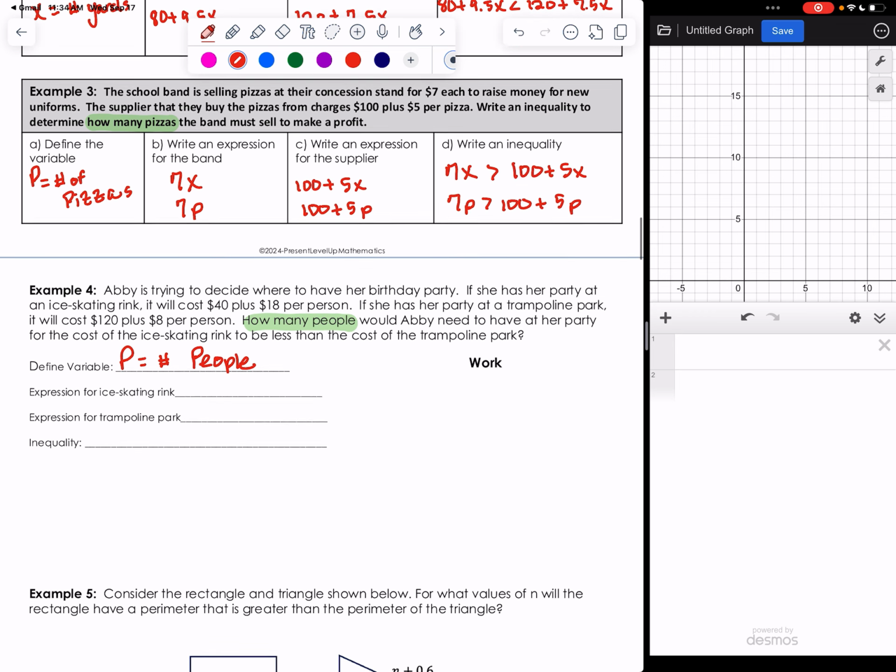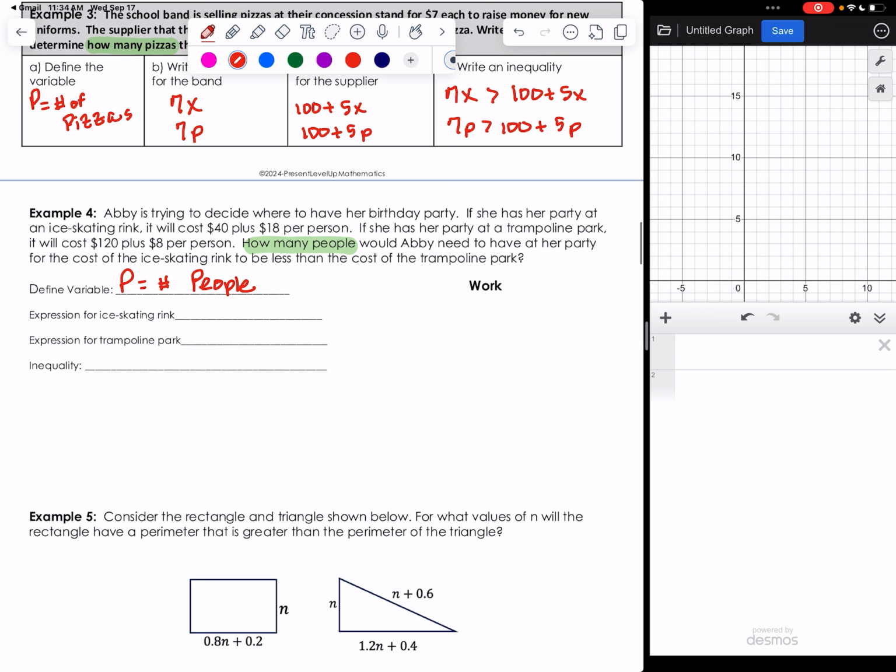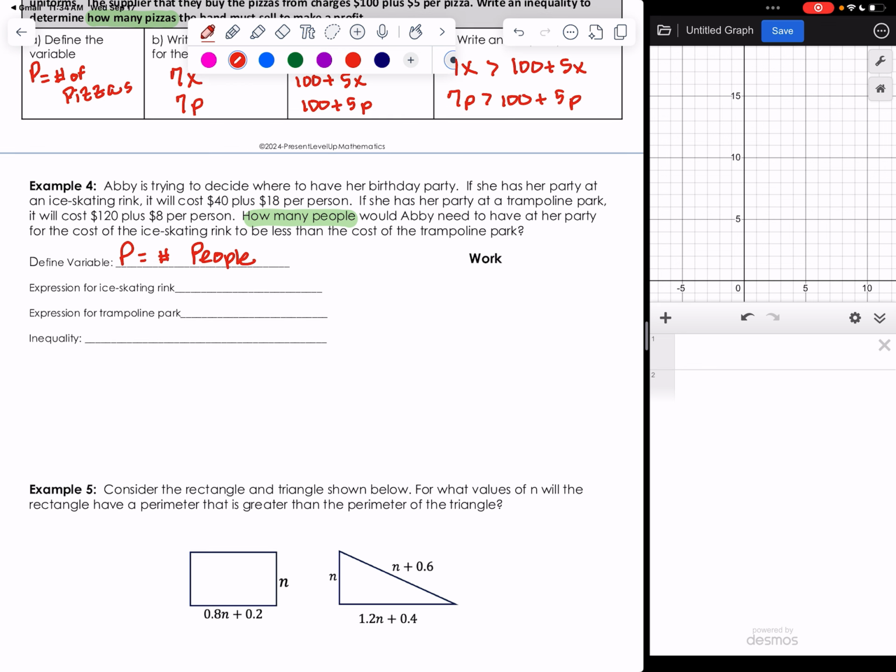Okay. So back to example 4. All right, we're going to let P equal the number of people. All right, we want an expression for the ice skating rink.